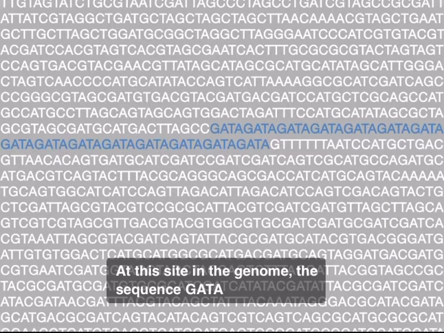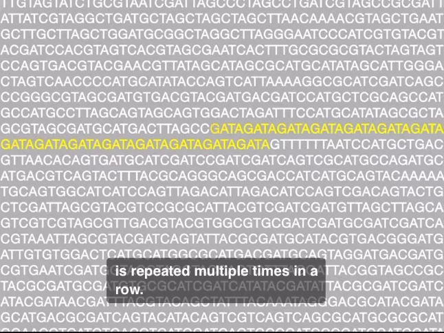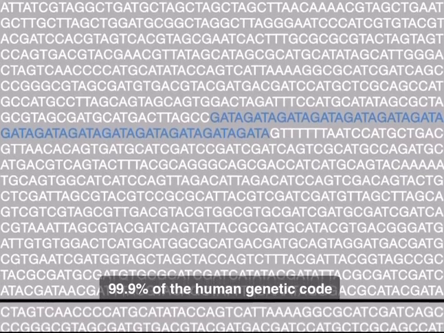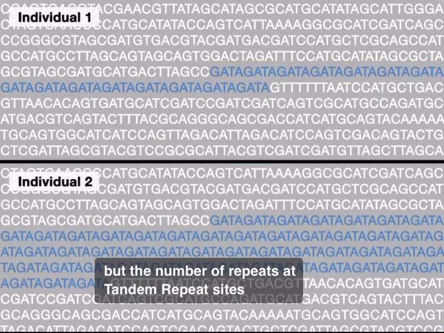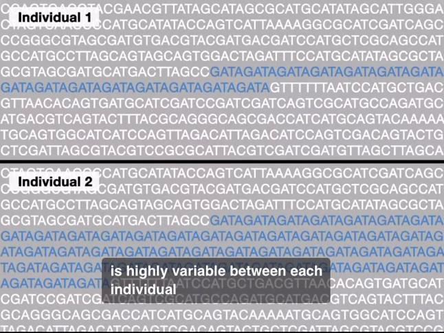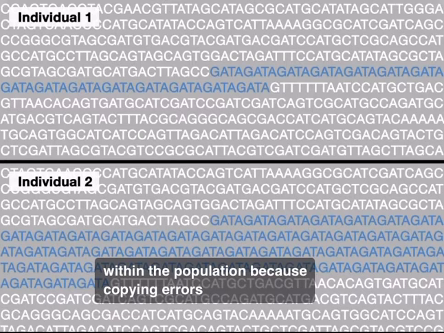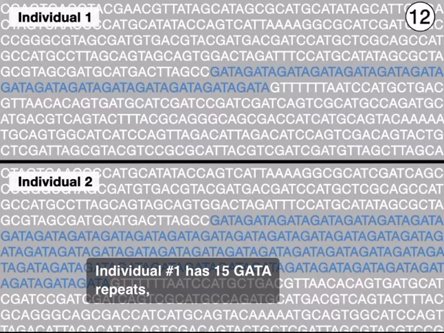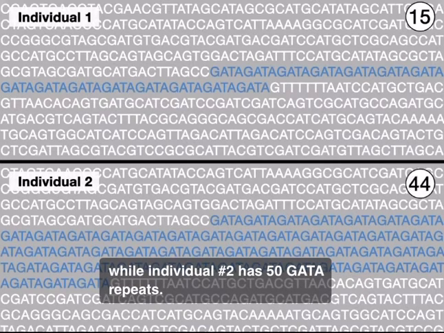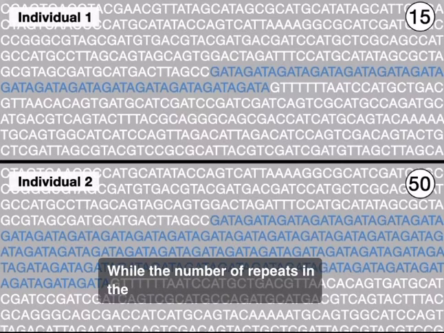At this site in the genome, the sequence GATA is repeated multiple times in a row. 99.9% of the human genetic code is identical between individuals, but the number of repeats at tandem repeat sites is highly variable between each individual within the population because copying errors are unusually common at tandem repeat sites. Individual number 1 has 15 GATA repeats, while individual number 2 has 50 GATA repeats.